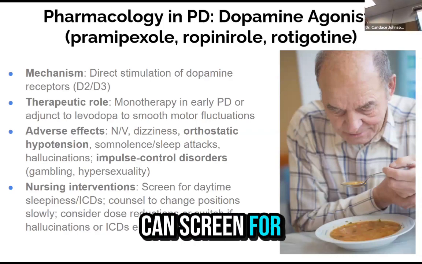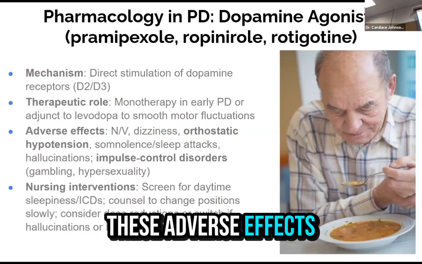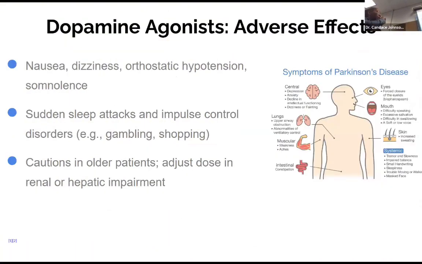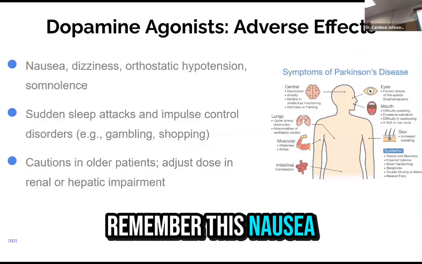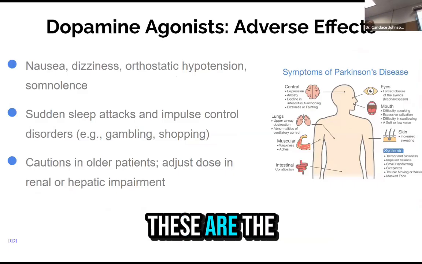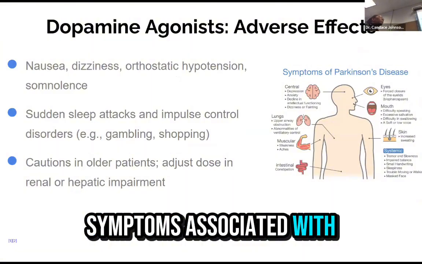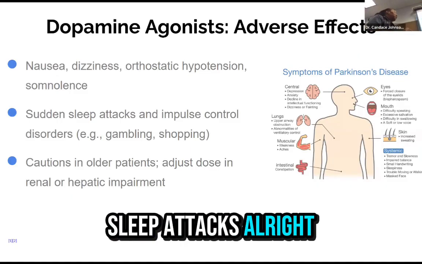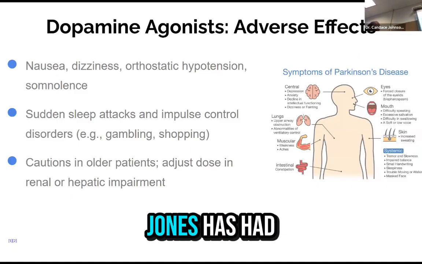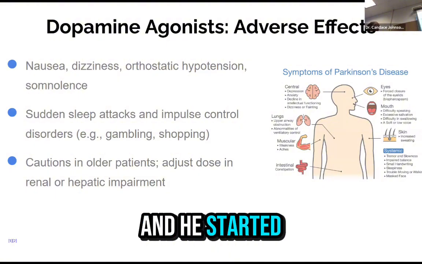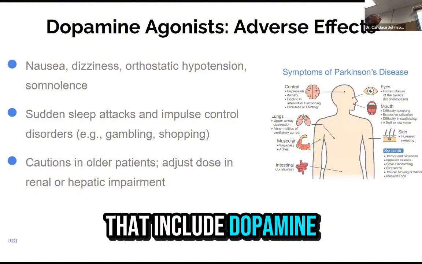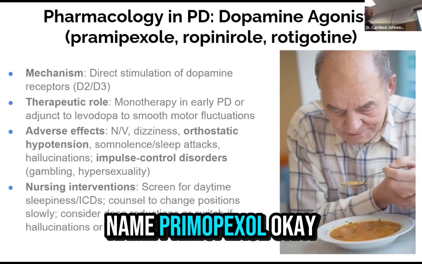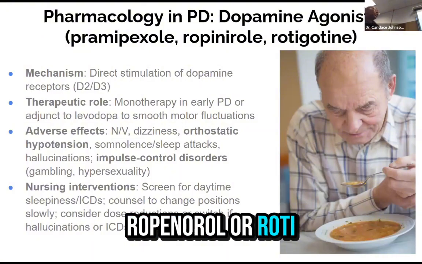All right. So we can screen for this and for all of these adverse effects and ask how the patient's doing when we are seeing them on return visits. So remember this nausea, guys. Remember dizziness. These are the symptoms associated with PD treatment. Sleep attacks. All right, so you see a question might have like, Mr. Jones has had Parkinson's and he started therapy for Parkinson's that includes dopamine agonists, right? And they may give you the name, pramipexole, ropinirole, or rotigotine.